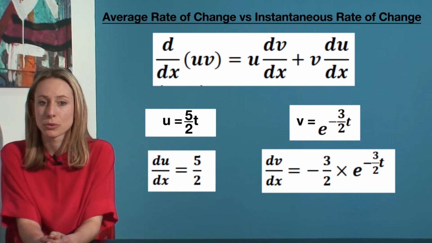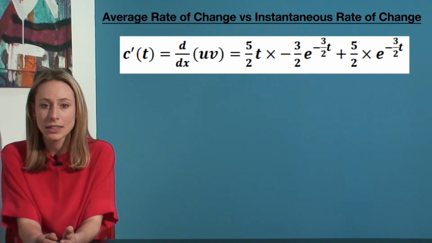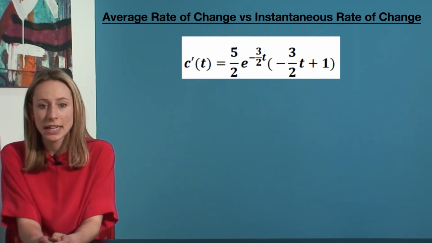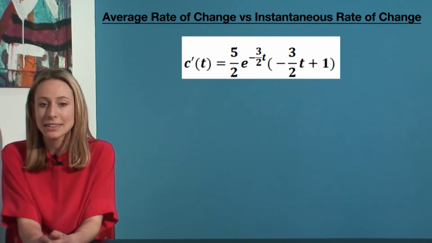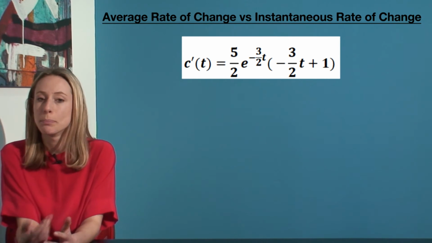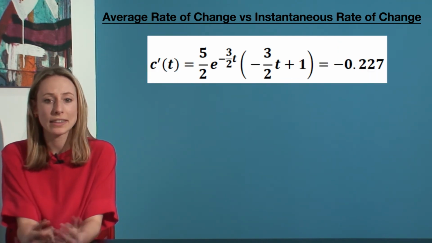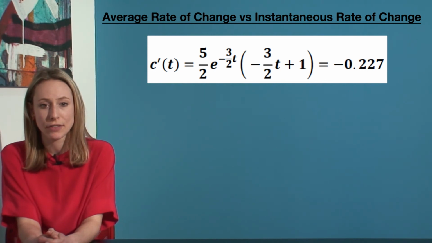Then we use the product rule formula and sub in our calculated values, which after working gives us C dash of t equals 5/2 e to the negative 3/2 t times negative 3/2 t plus 1. We know that the instantaneous rate must equal the previously calculated average rate of change. Therefore, we let this equal negative 0.227.